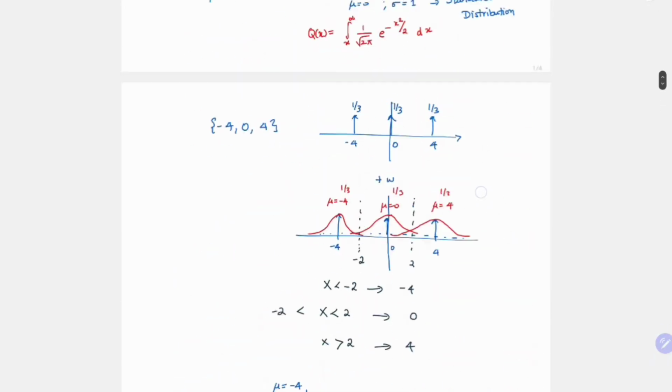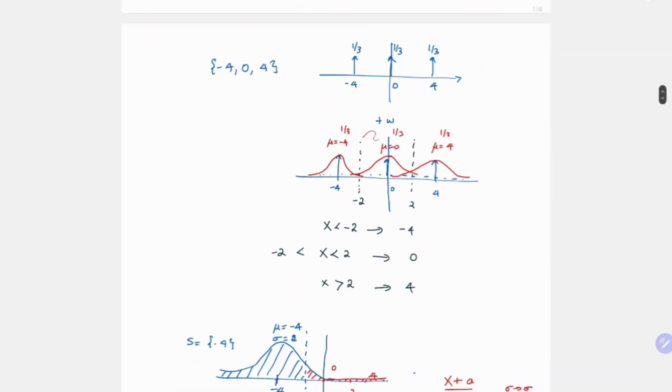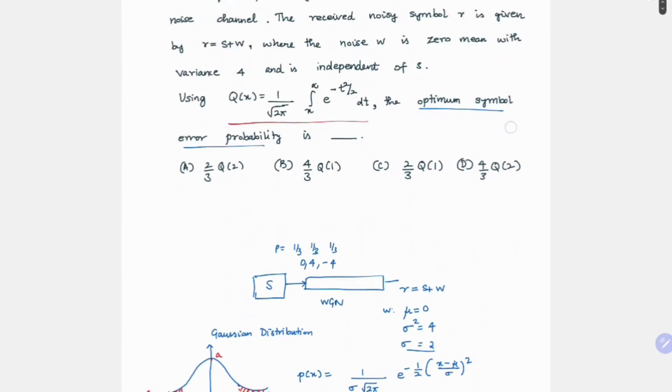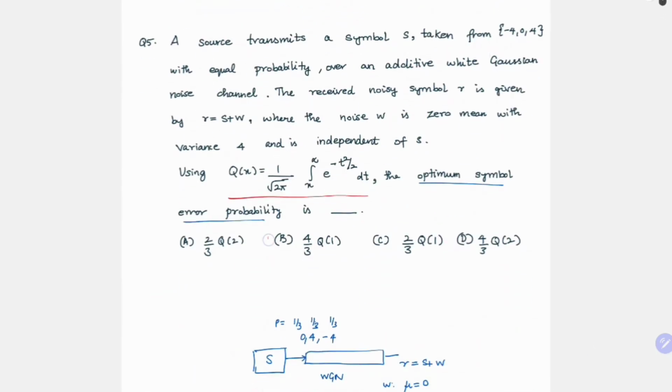Again, I'm not going into the theory of the choice of the optimal point, but even intuitively you can see it only makes sense to put it at the midpoint. So this you have to remember. So our answer here is 4/3 Q of 1, which is option B.